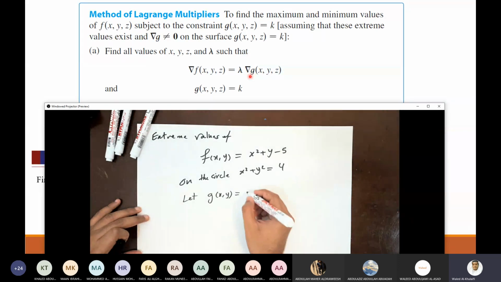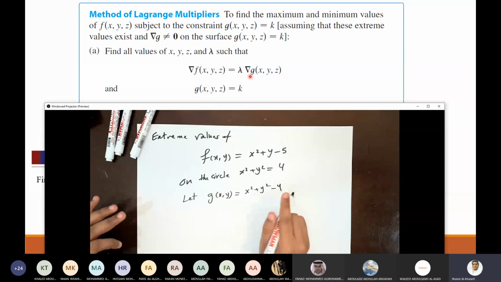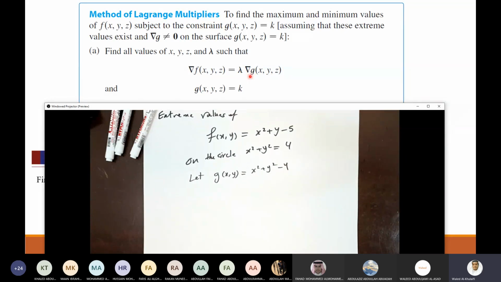The circle: which shall I write? x squared plus y squared. Some people put minus 4, meaning we bring 4 here, so we say minus 4. Some people don't put 4, and you will find it doesn't make a change. The constant doesn't make a change. Why? Because of what happens when you calculate the gradient.